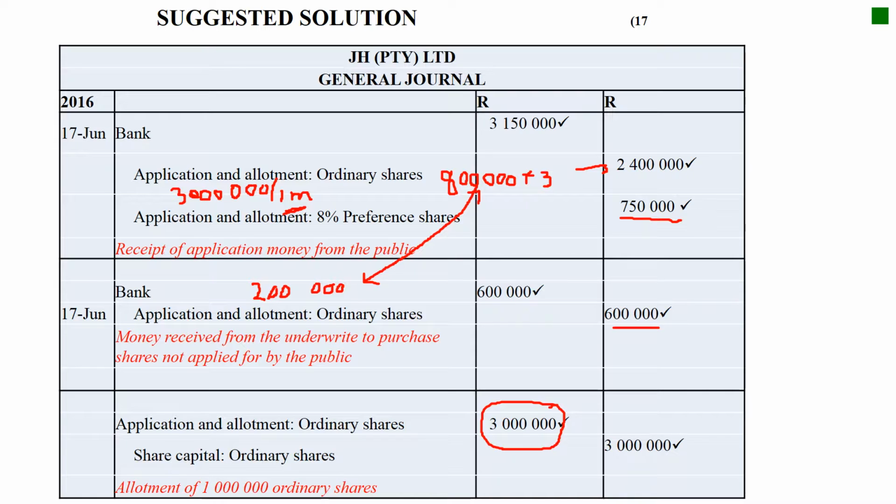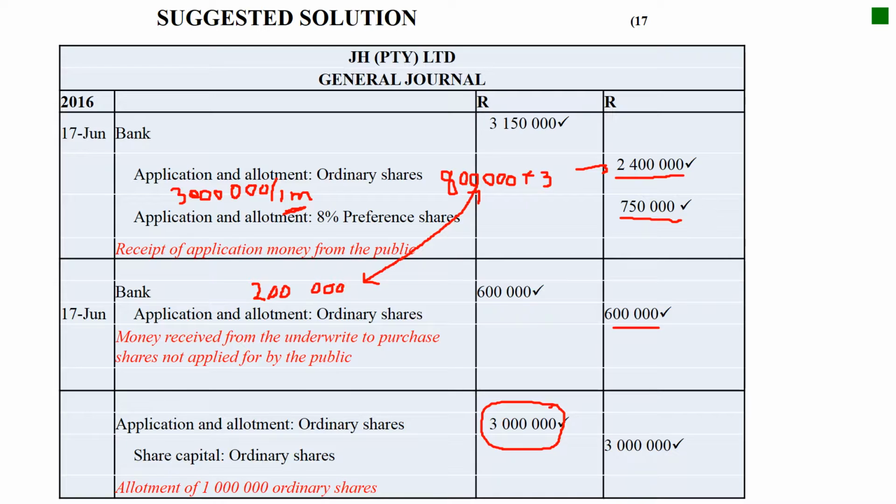One would wonder, where did we get the 3 million? The 3 million is the total of 2.4 million plus the 600,000 that we received from the underwriter, which is the total value we had actually offered the shares for. Therefore, we now credit the share capital, that is the ordinary share capital, with the value of the shares. This is allotment of 1 million ordinary shares.